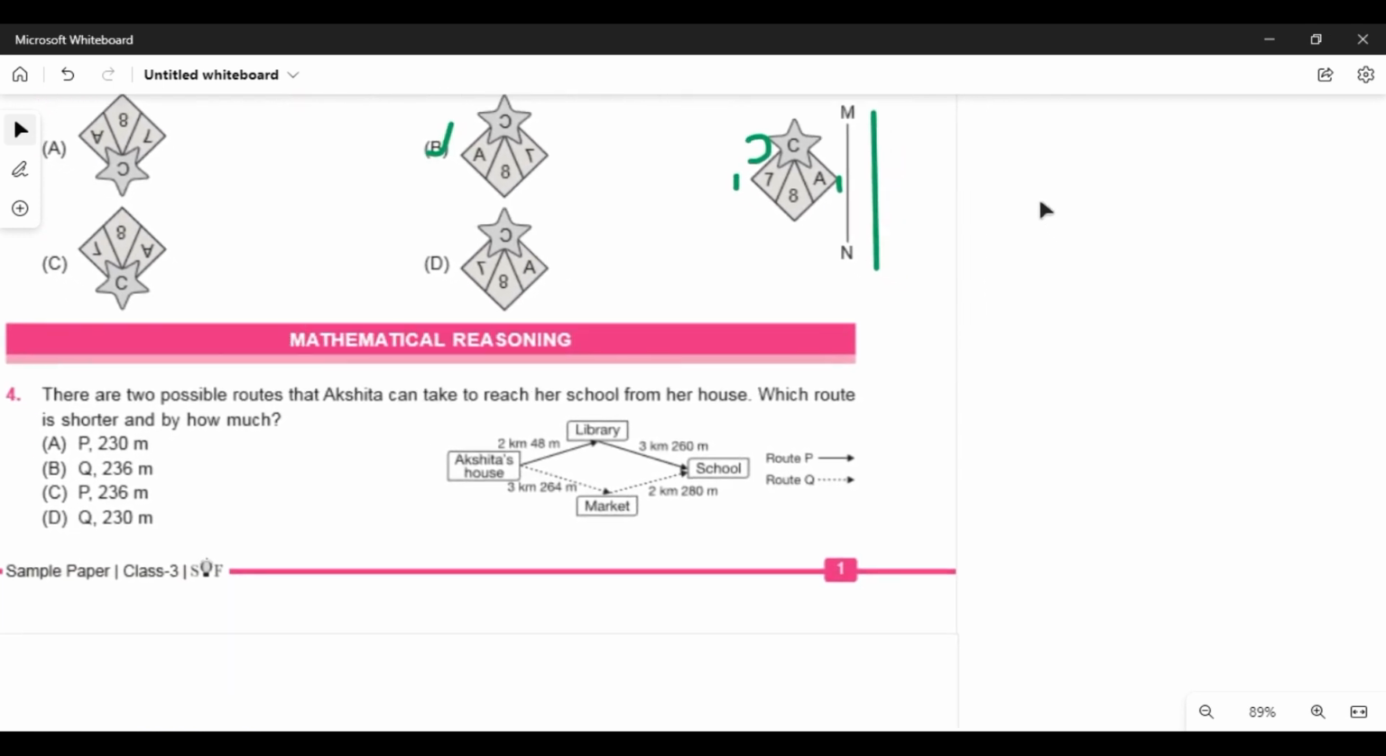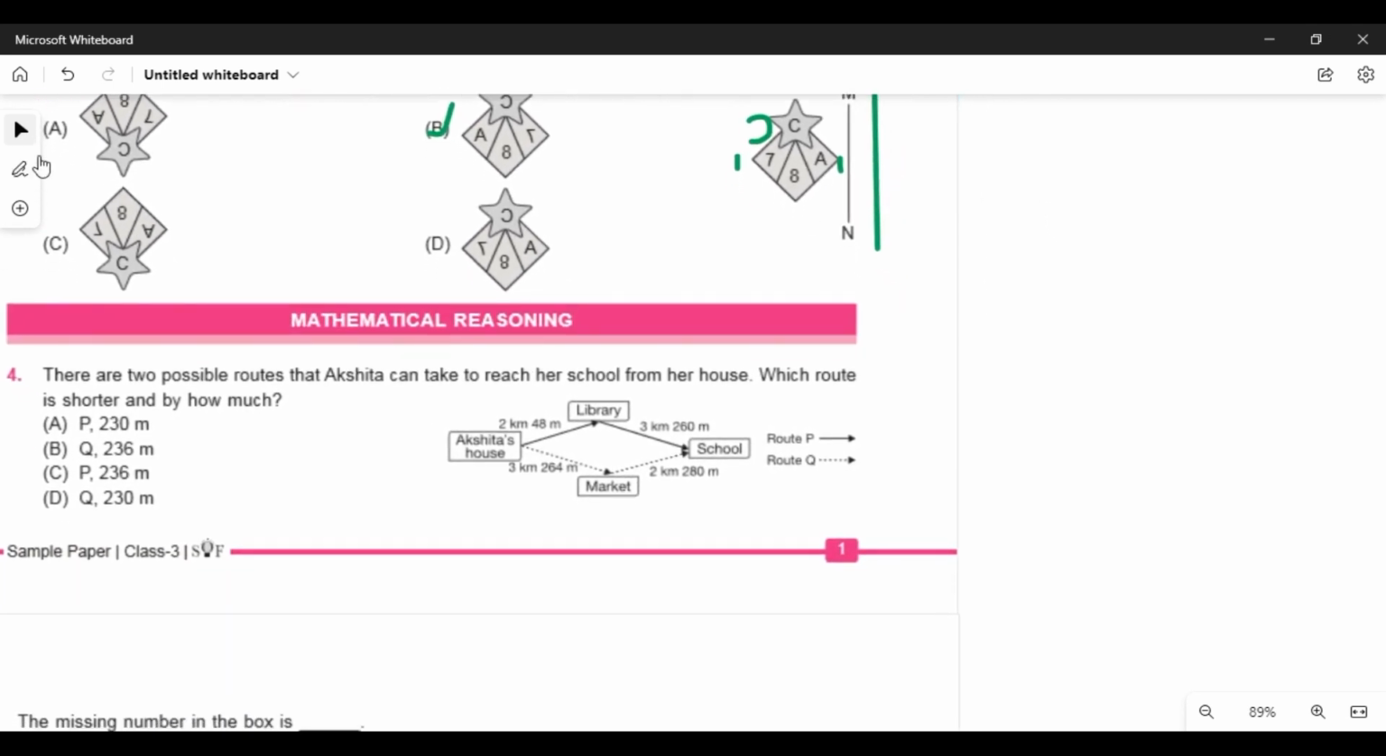This is a question on mathematical reasoning. Now, what does this question say? Question number 4 says there are 2 possible routes that Axita can take to reach her school from her house. What route is shorter and by how far? Two things. What route is shorter and by how far is the route shorter? That is the two things we are going to consider.